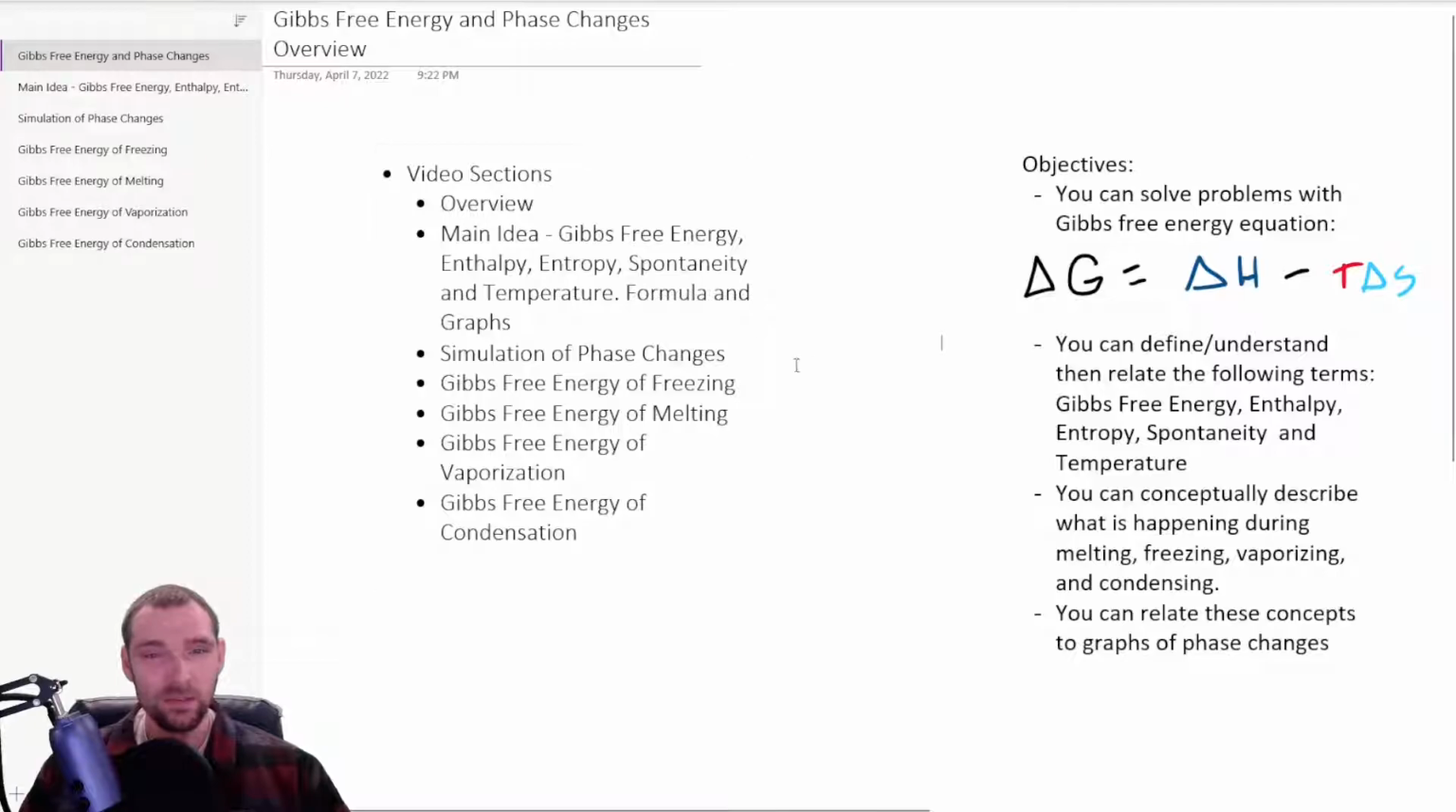We're going to do that by looking at the main idea and just talking about this equation. And then we're going to do some simulations. And then we're going to compare the various types of phase changes, looking at the phase change and temperatures just above and below those phase changes.